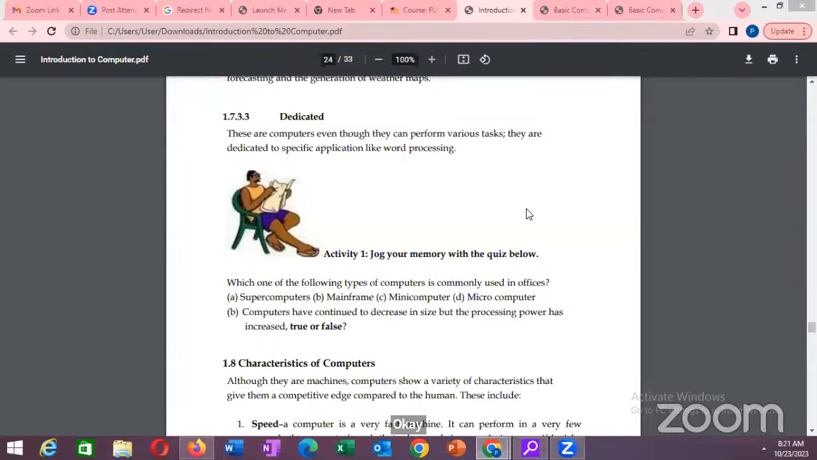Then the next question, I can see most of you are giving microcomputers, which is right. Then computers have continued to decrease in size, but the processing power has increased. True or false? Can you give the answers online? For the first one, the answer clearly was microcomputers, and it's true that actually computers have continued to decrease in size, but the processing power has increased. So that is very true.